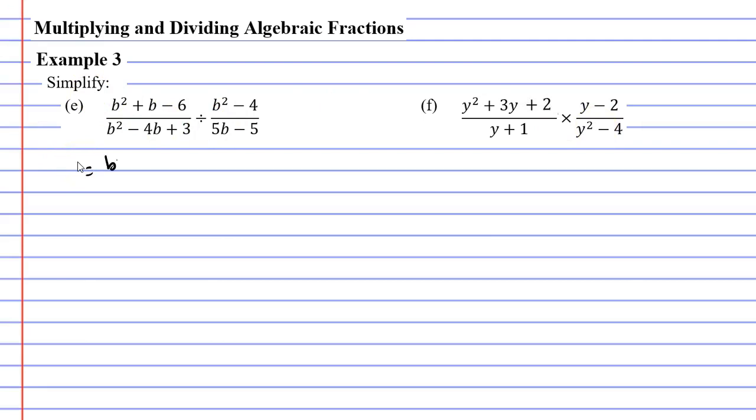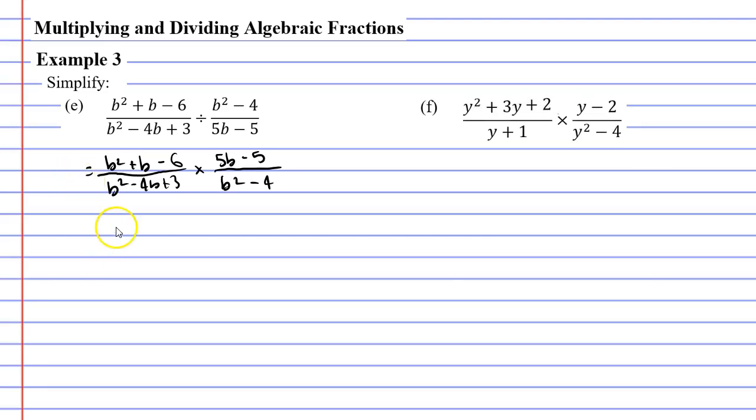The very first thing I want to do is flip that second fraction and make this into multiplication. So we change this to times. We write 5b minus 5 above and b squared minus 4 below. Now usually what I do is I combine the two fractions first and then I factorize. I'll do this a little differently. I'll factorize them and combine them all at the same time.